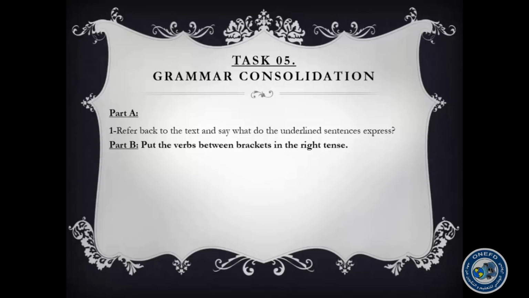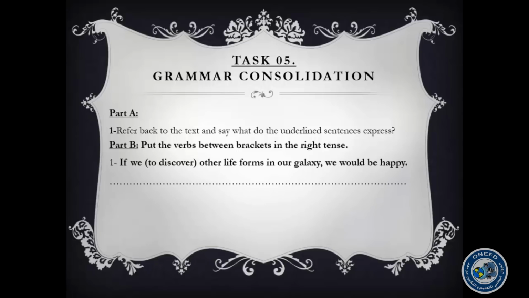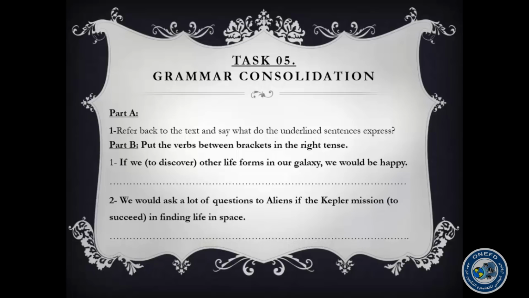So let's move on to part B. Put the verbs between brackets in the right tense. So you have sentence number 1. If we, between brackets, to discover other life forms in our galaxy, we would be happy. So where is the verb? Yes, it is "to discover." You have to put it into the right tense. You pay careful attention to the sentence. What type of sentence is it? Sentence number 2. We would ask a lot of questions to aliens if the Kepler mission to succeed in finding life in space. Again, the same with the first sentence. You have to pay careful attention to the type of sentence and you put the verb into the right tense.